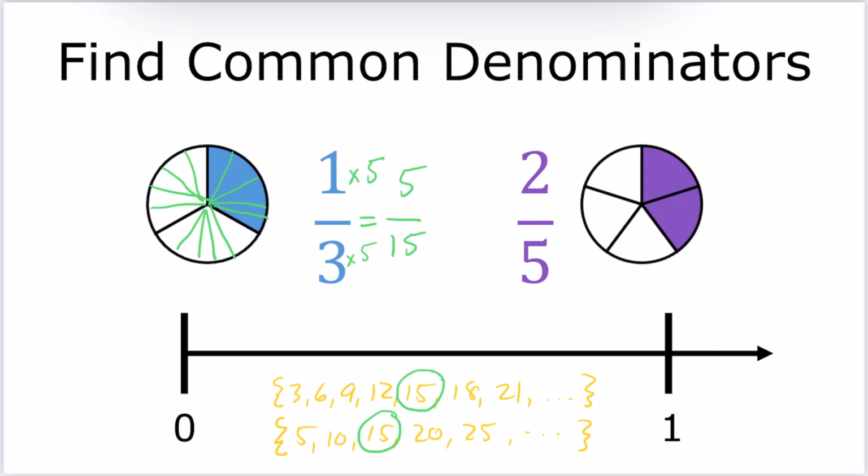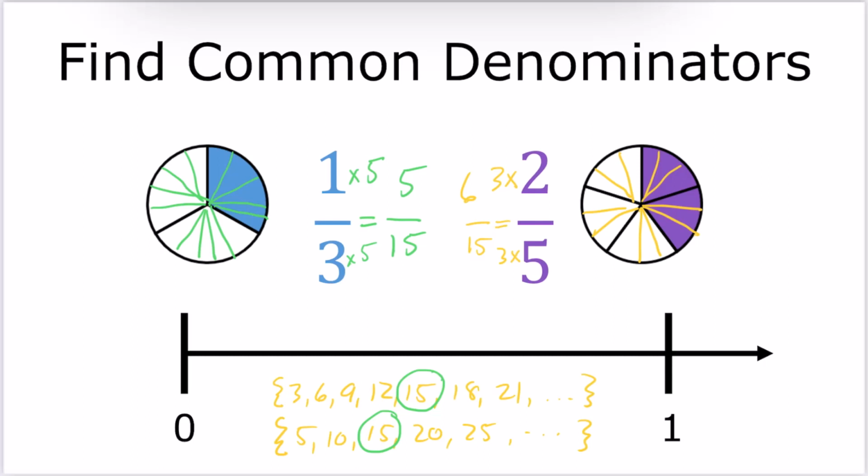Then I can do the same thing for this purple fraction, and I can say, okay, well, if I want to have 2/5 equal some number of 15ths, well, I can do 5 times 3, which means that I'm going to split each of these fifths up into thirds. So it looks like this. And when I do that, the 2 pieces that were shaded before are now 6 little pieces. And so 2/5 equals 6/15.